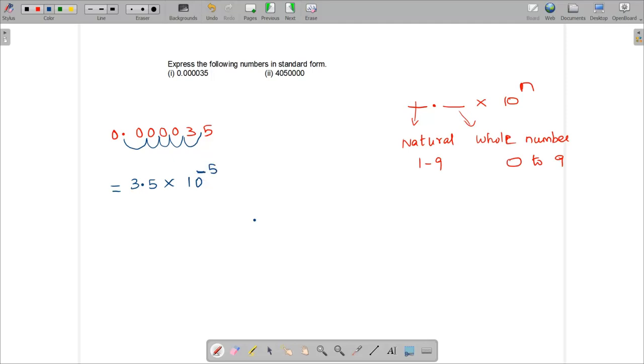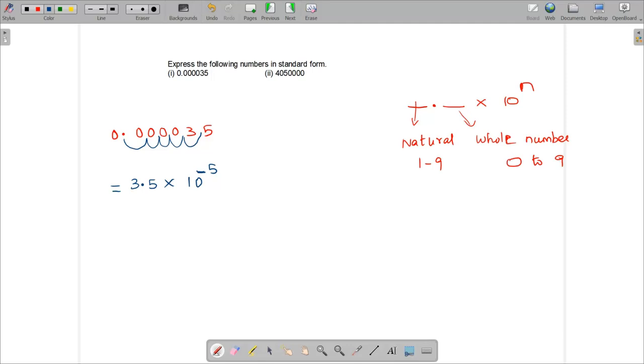Whenever we have a very small number, we can remember that the power will be negative, and whenever we have a very big number, while expressing it the power will be positive. Or else you can remember that when we move the decimal point to the right side, we make the power minus, and when we move the decimal point to the left side, the power is positive. In that way also you can remember.